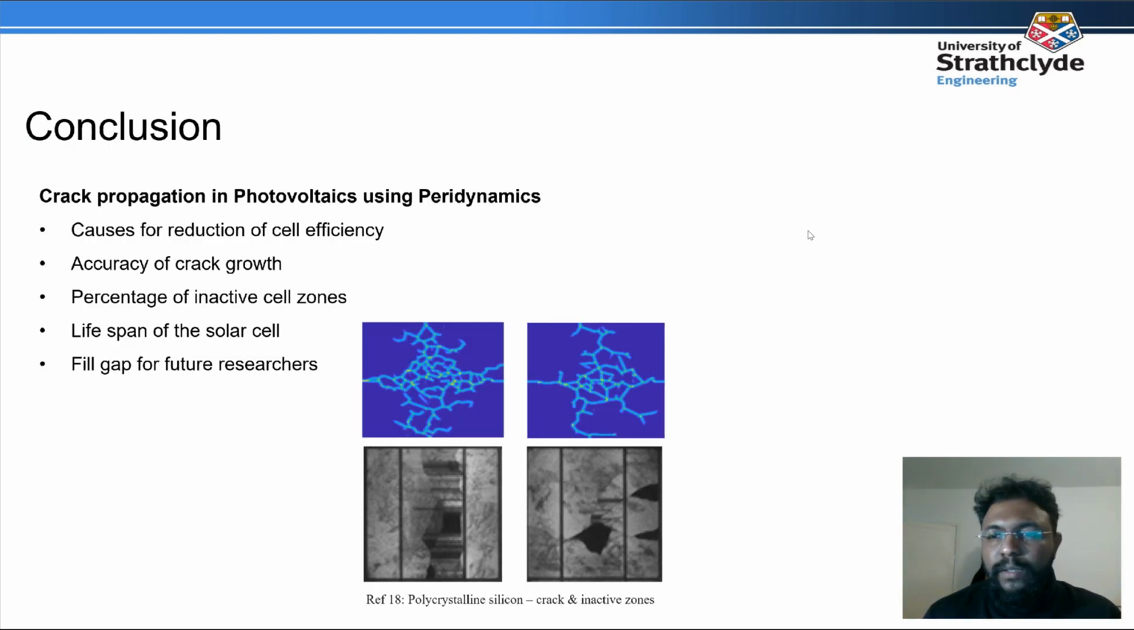Therefore, in conclusion, identifying the crack growth in polycrystalline photovoltaics will be helpful to identify the inactive zones causing the reduction of solar cell efficiency. The accuracy of the crack growth and percentage of inactive zones will be helpful to decide the lifespan of the solar panel. This research proves the importance of considering the microstructures to investigate any polycrystalline material.